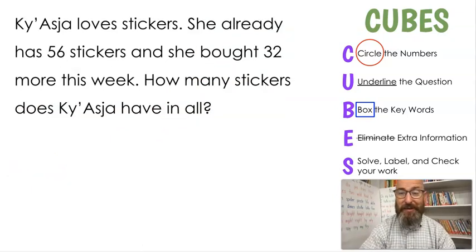All right, you ready? Now we're going to go all the way through. Kyasia loves stickers. She already has 56 stickers and she bought 32 more this week. How many stickers does Kyasia have in all? So first thing we do is C. C stands for circle the numbers. Look for the numbers. What are they?